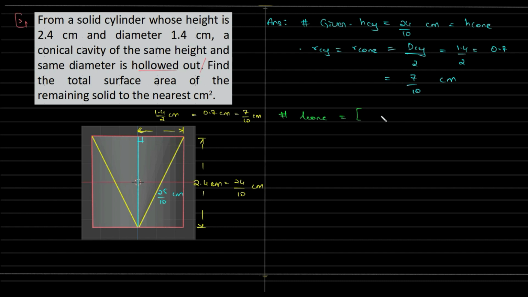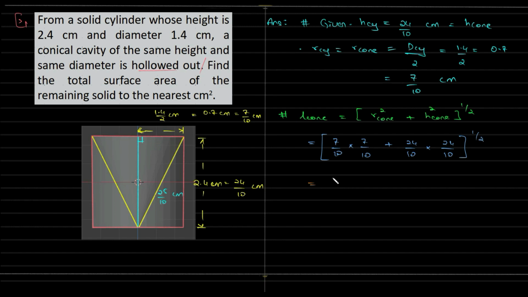Now we can look into the slant height of the cone. It is nothing but radius of the cone square plus height of the cone square, to the power of half. And this is equal to 7 by 10 into 7 by 10 plus height of the cone, 24 by 10 into 24 by 10, to the power of half.